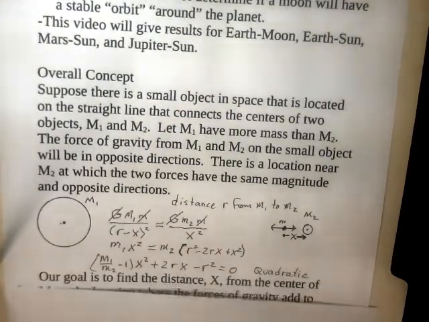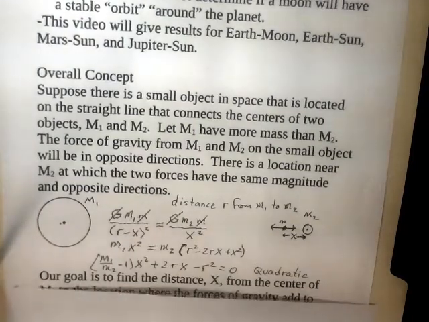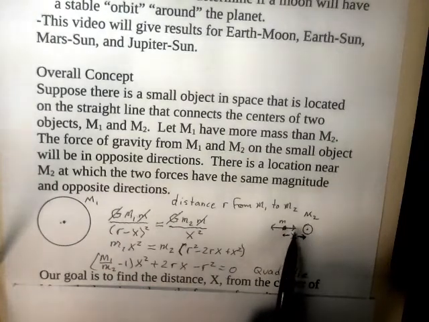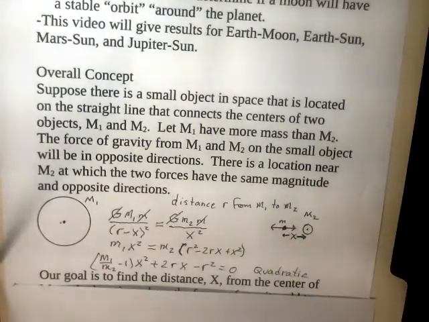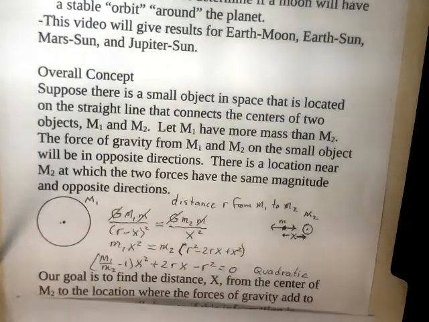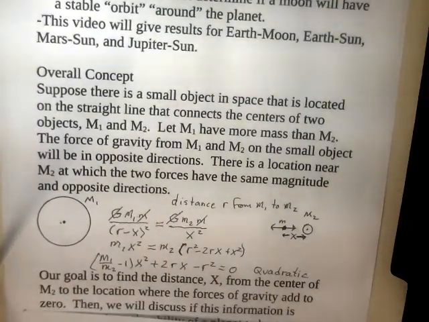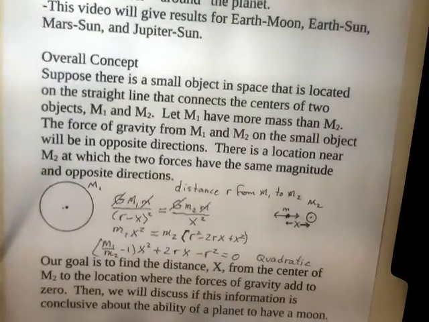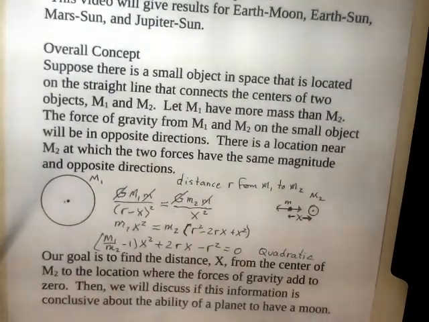So this is solvable. It's quadratic. There are two solutions, and you have to use the value of X that's positive in the solution. So we want to find that X, and that will give us the place where the gravitational forces balance. And then we can use this information to talk about whether this planet can have a moon, and make some comments about the ability of the planet to retain a moon.